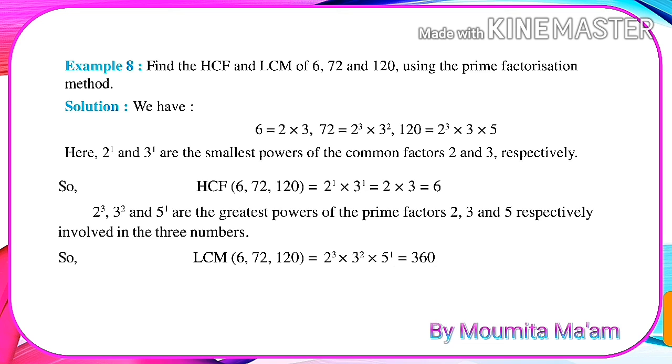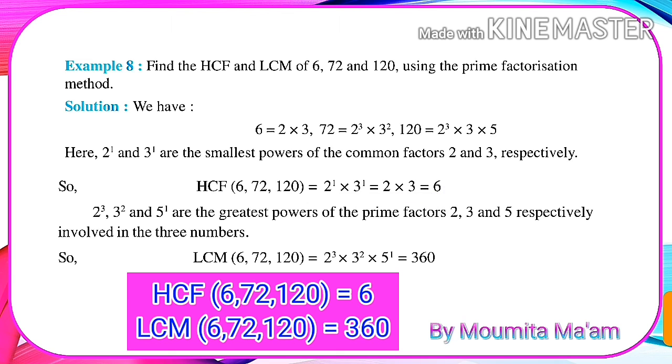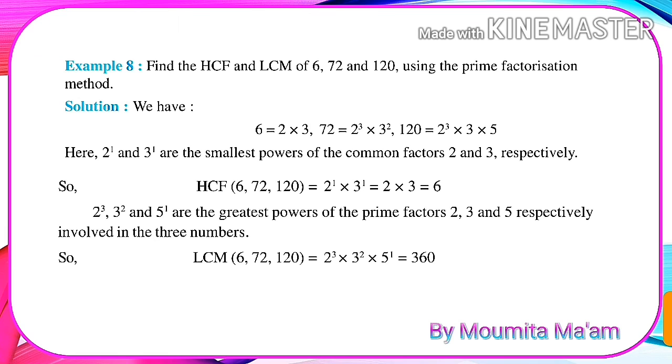That means 360 is the number which can be divided by 6, 72 and 120 without leaving any remainder. And you must remember that 360 is the smallest number which can be divided by 6, 72 and 120 without leaving any remainder. So we have found here that the HCF of 6, 72 and 120 is 6 and the LCM of 6, 72 and 120 is 360.